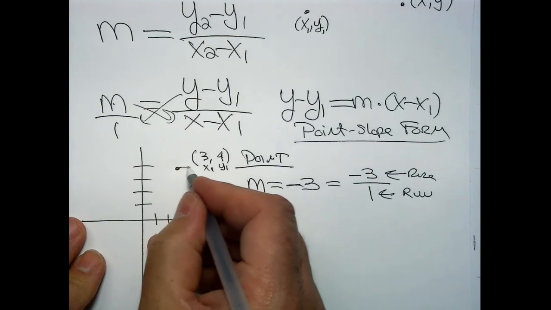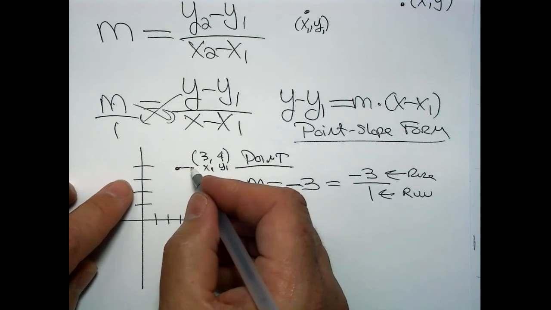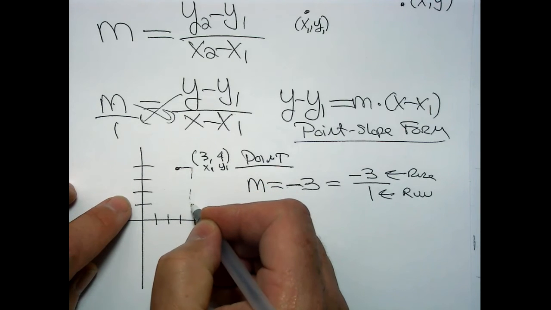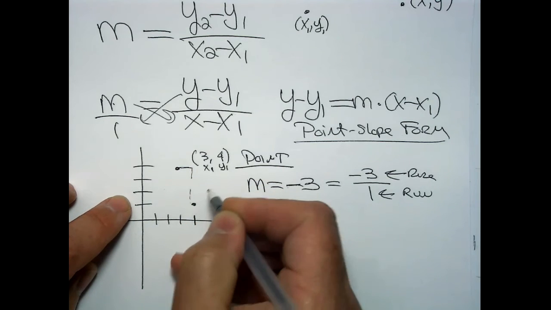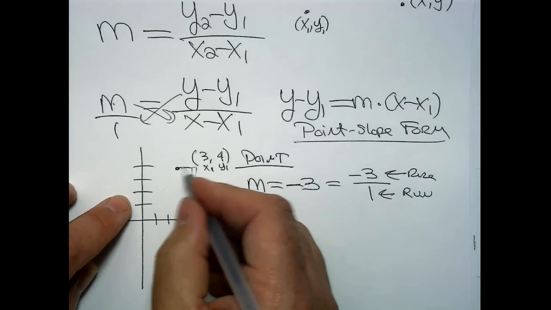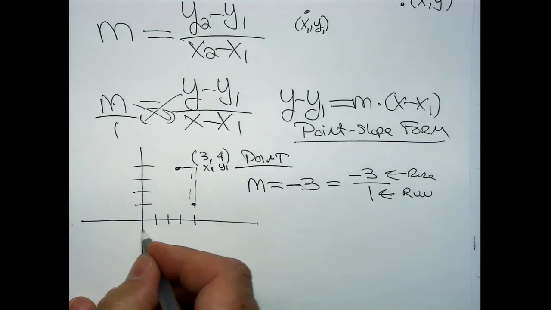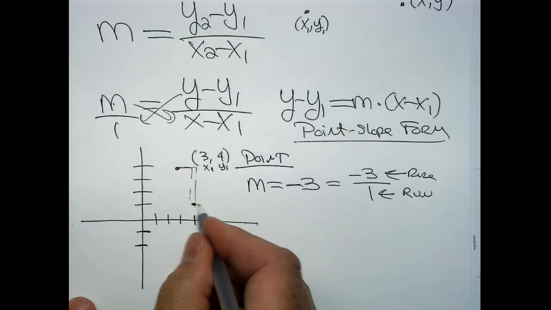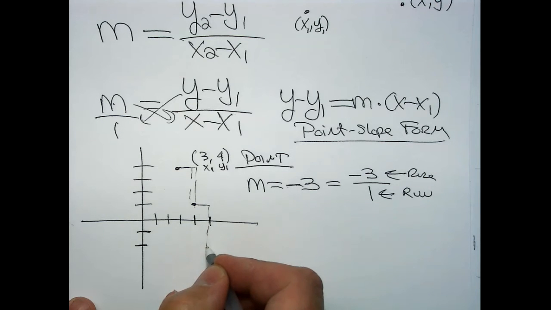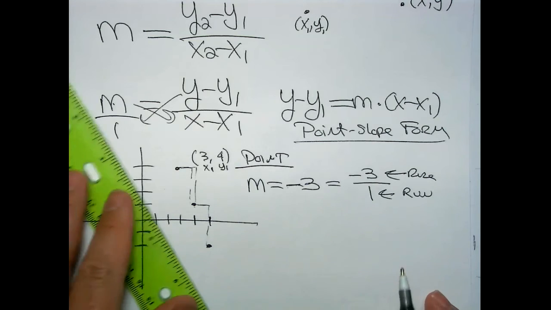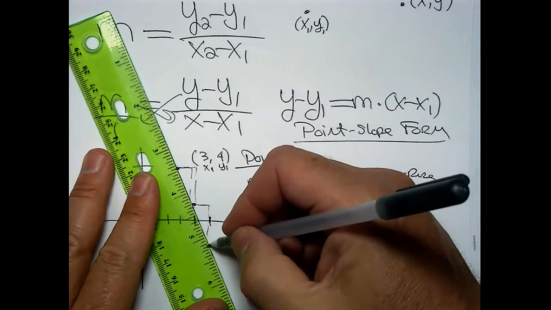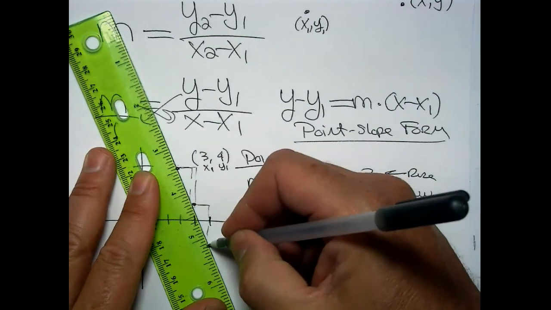Let's run over 1 unit and fall by 3 units. 1, 2, and 3, and place a point. That would be right about there. Okay, so run over 1, fall by 3. Let's do it again. Let's run over 1 unit and fall 1, 2, 3 units. Right there. There's no question there's a line out there, but what is the equation of this line? Okay, so let's find out what the equation is.